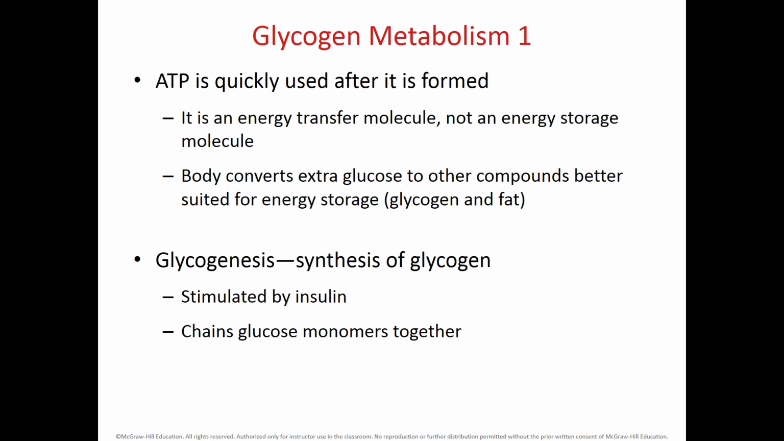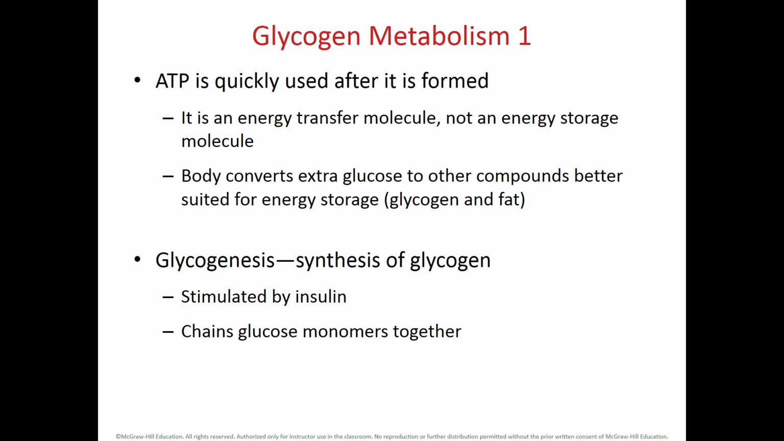So at some point, we first use glucose. Then if we run out of glucose, our body starts using fats. And then if we run out of glucose and fats, we start using amino acids or proteins.